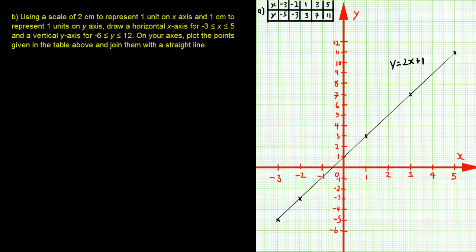In our next video, I will cover how to find the gradient of a straight line.